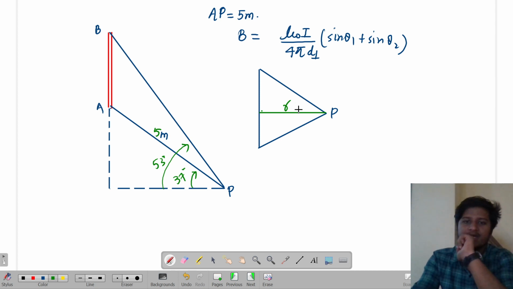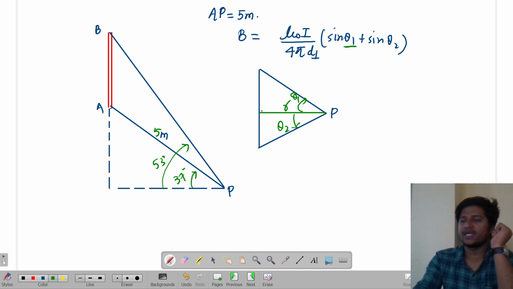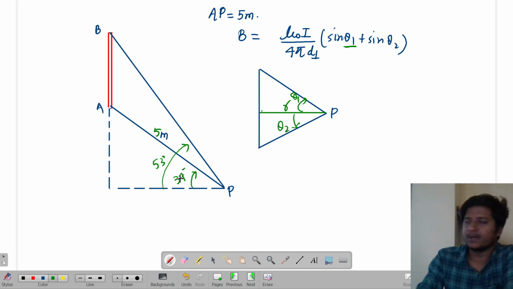After that, theta 1 was considered upside in the derivation and theta 2 was considered downside, right or not? So here theta 1 is upside. Let us consider 53 degree as theta 1, so theta 1 is positive. But theta 2, according to convention, is downside, so this will become negative. So theta 2 you have to consider as minus 37 degree.